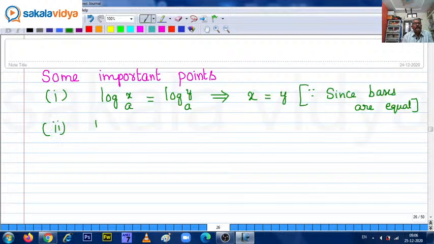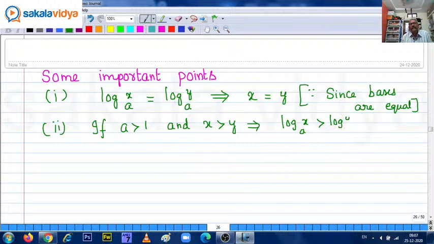If a is greater than 1, that is, the base is greater than 1, and x is greater than y, then if you apply the logarithm to the base a on both sides, log x to the base a is greater than log y to the base a. If the base is greater than 1, when you apply the logarithm to the inequality, the symbol will not change. Greater than remains greater than, and lesser than remains lesser than.